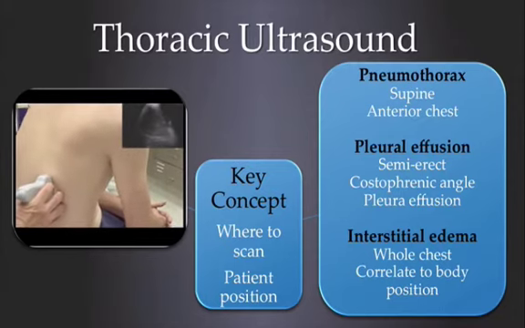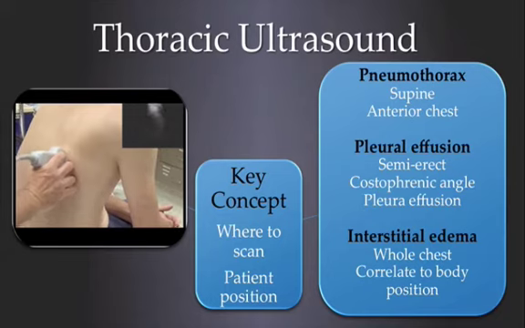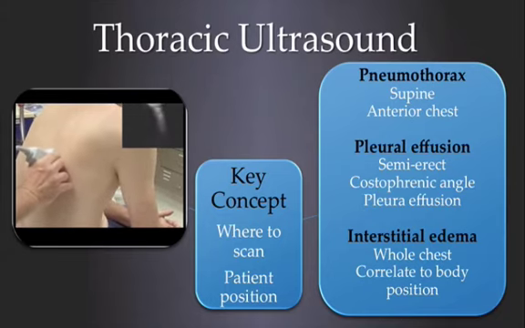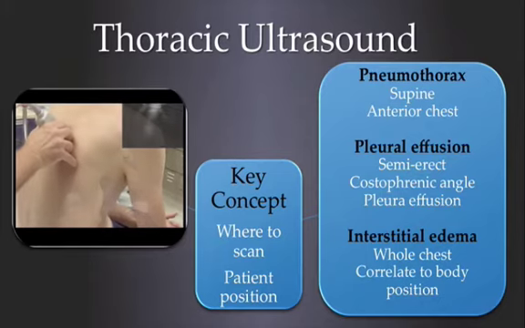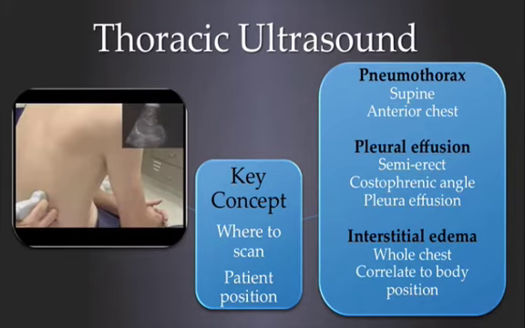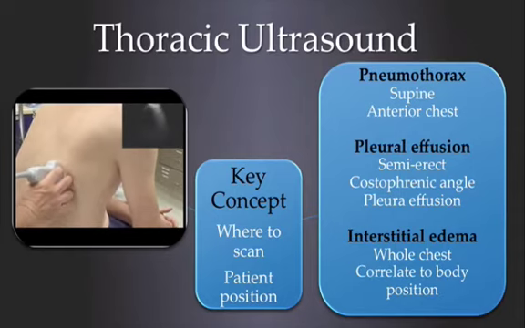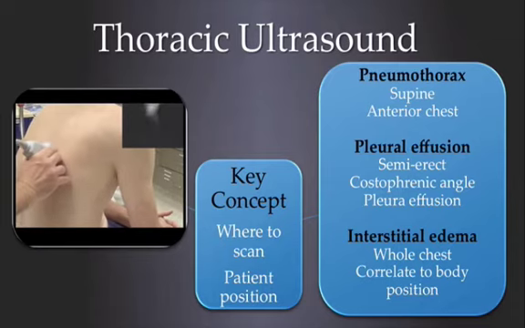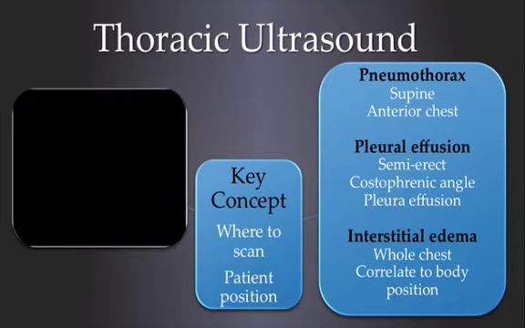The next key concept is where to scan, and also the patient's position. This is really an important concept because where you find artifacts is dependent on the pathology present, but also helps you define the pathology. So for pneumothorax, we want to scan the anterior chest, we want the patient to be in a supine position. If we're looking for pleural effusion, we want the patient to be in a semi-erect position. We're looking for the costophrenic angle and looking for fluid.